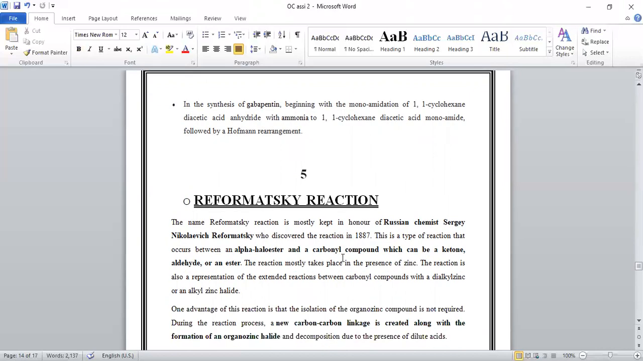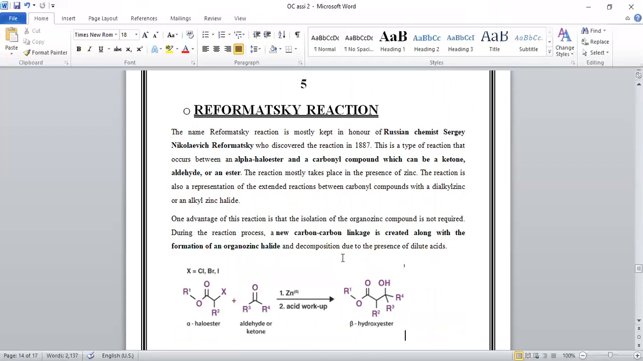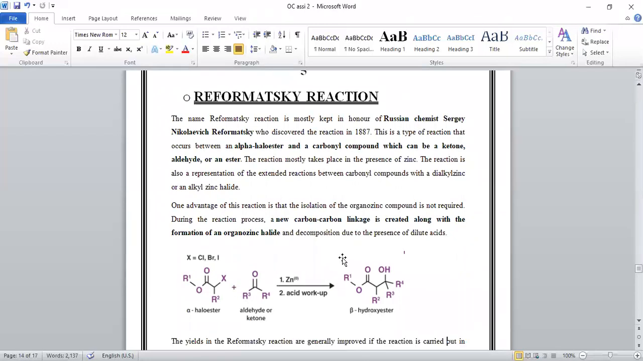The reaction is also a representation of extended reactions between carbonyl compounds with dialkyl zinc or an alkyl zinc halide. One advantage of this reaction is that the isolation of the organozinc compound is not required. During the process, a new carbon-carbon linkage is created along with the formation of an organozinc halide, and decomposition occurs due to the presence of dilute acids.